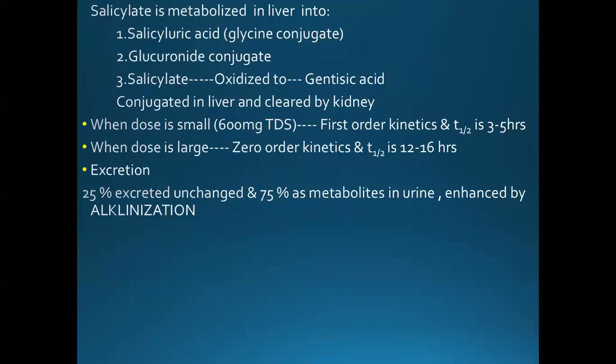When the dose is small, like 600 mg TDS, meaning 3 times daily, there is first order kinetics and the half-life is 3 to 5 hours. However, when the dose is large, there is zero order kinetics and the half-life becomes 12 to 16 hours, and then there is excretion. Now you all know about plasma half-life.